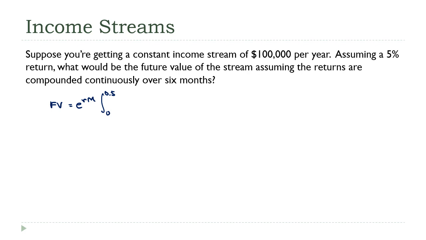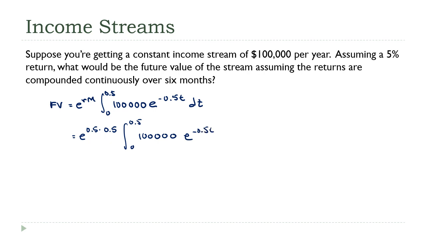times the integral from 0 to 0.5 of p of t e to the negative rt. So this is 100,000 e to the negative 0.5 t dt. I should have put them in here on the left side too. This with the e to the rm. This is e to the 0.5 times 0.5 times this integral, 0.5, 100,000, e to the negative 0.5 t.